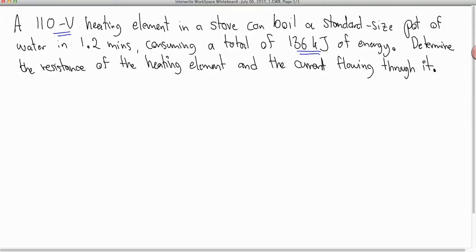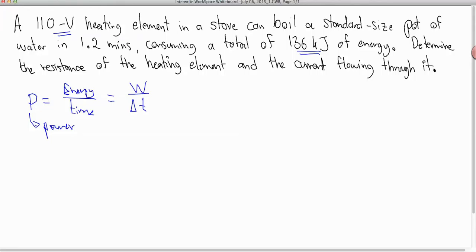The first concept is that power is energy consumed per unit of time. So in equation, this is going to be W divided by delta T. This is power, and this is from physics.